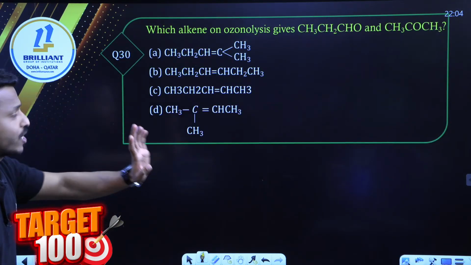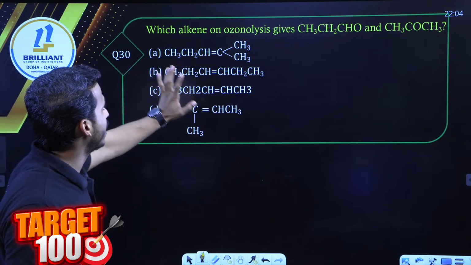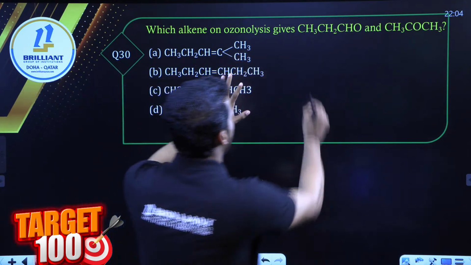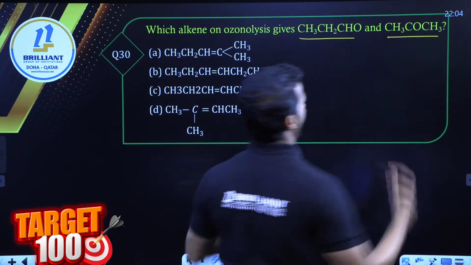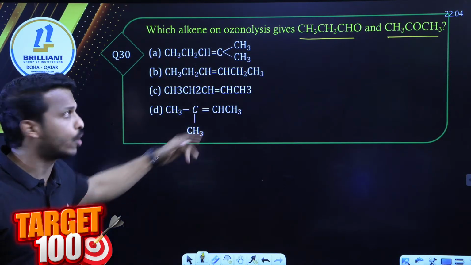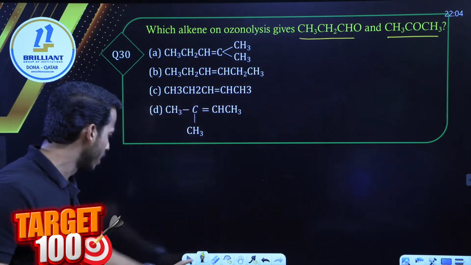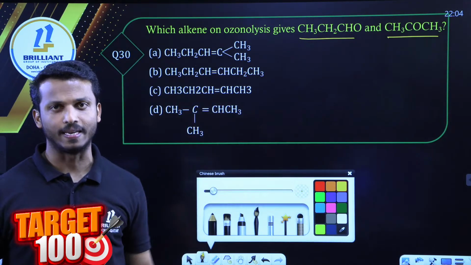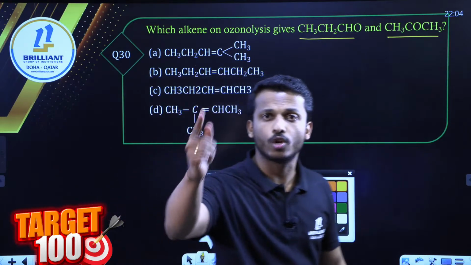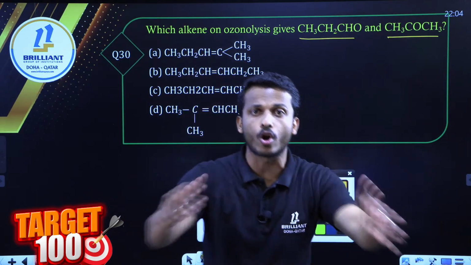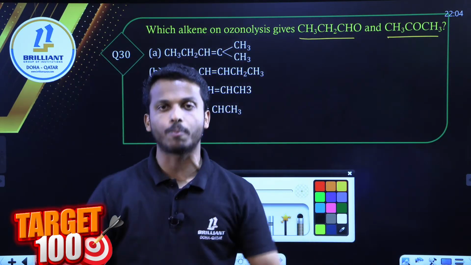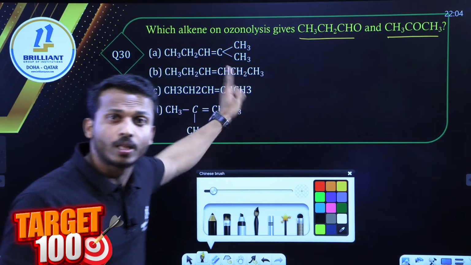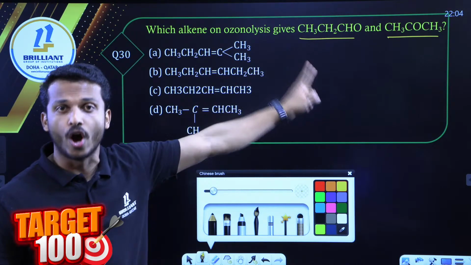Dear all, one last question. Which alkene on ozonolysis gives this? What is this compound? Propanal and propanone. Which alkene on ozonolysis will give these two products? You know, ozonolysis products for MCQ exams are so easy. Ozonolysis means first you add ozone, you get the ring called ozonide, and you break it with the help of zinc and water. You will get aldehyde or ketone. The products are already given as propanal and propanone.